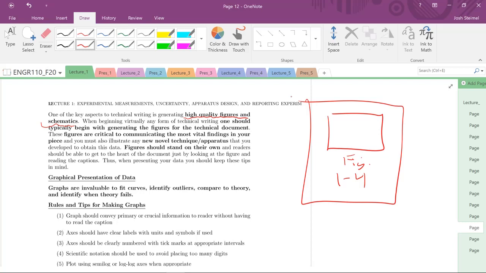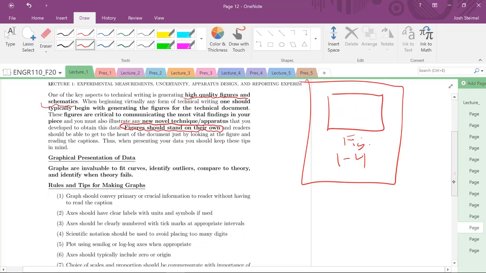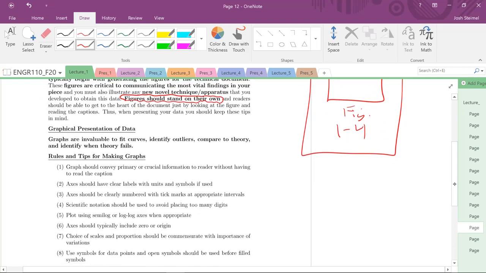I don't know about you all, but when I read technical documents and papers, I look at the figures first and read the captions. If they're not interesting or they don't communicate the information, I move on to the next one. That's the thing you want to think about as you prepare your technical documents, and the figures should stand on their own. But we'll have lots of time in lab to work on that together, so no worries.